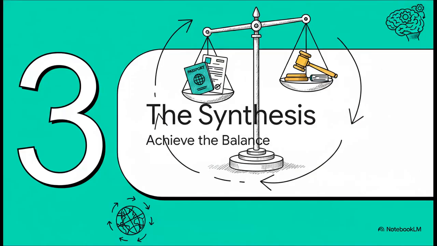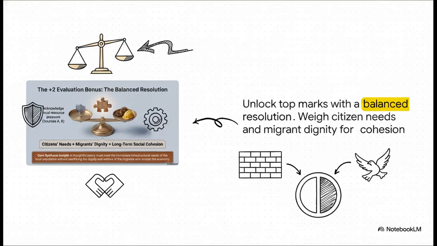And now we get to the final and most crucial part of your briefing. This is what separates a good advisor from a great one. You're not going to ask your leader to just choose a side. Instead, you're going to bring out the scales of justice and show them how to forge a balanced path forward. This, right here, is how you unlock that huge +2 evaluation bonus.